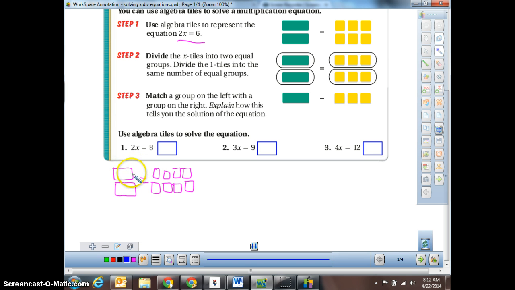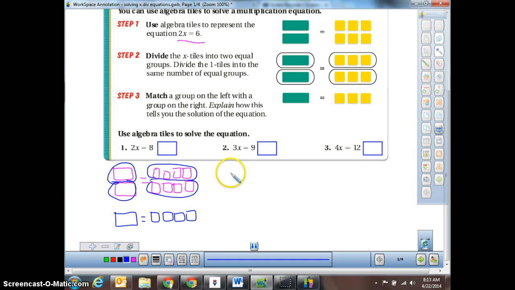So now I've modeled it. I have 2 x's, I only want 1, so I'm going to divide it into 2 groups. So here's one group, here's another group, and it works out to have 2 even groups. When I divide by 2, how many is left in one group? I just have 1 x. When I divide all 8 into 2 groups, what's left in the one group? 1, 2, 3, 4. Therefore, x equals 4.